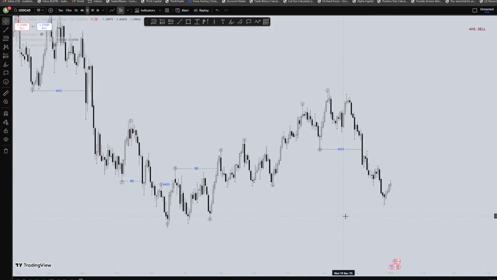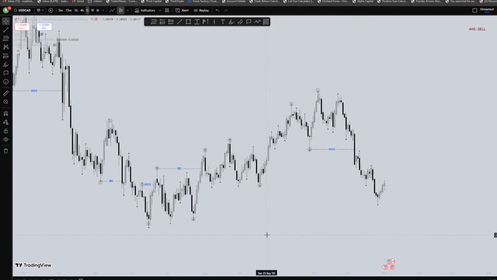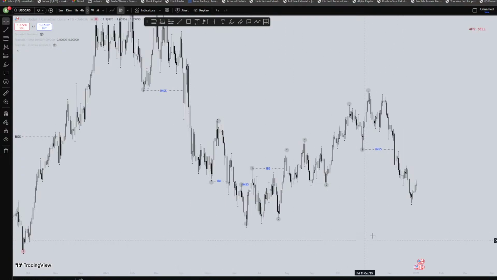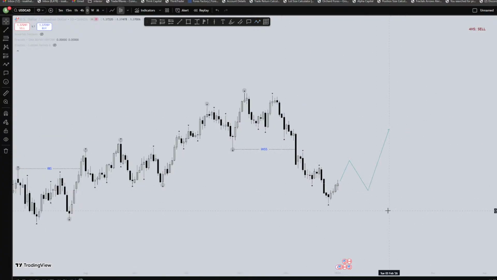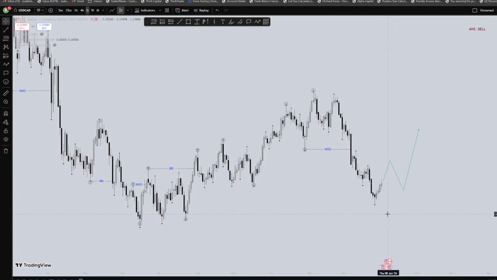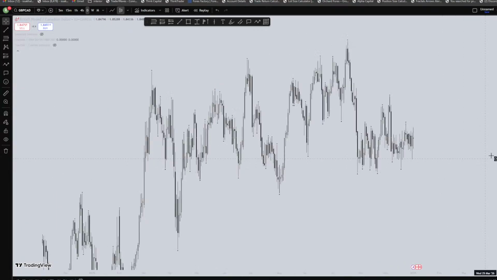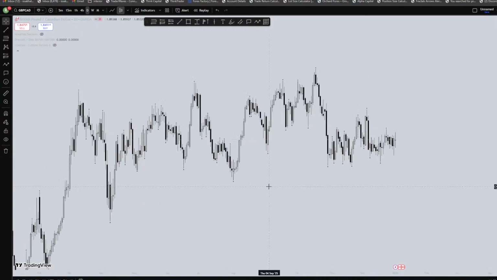waiting for price to come back. And since our bias is bullish, we need to wait for price to rally, break, retest, and go up. So it's not clear, so nothing. That's the idea. No setup as of yet. This is just change.